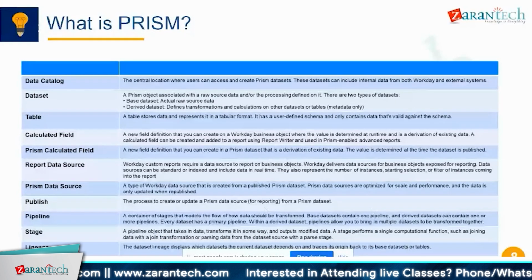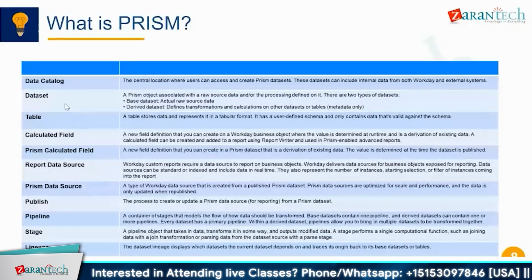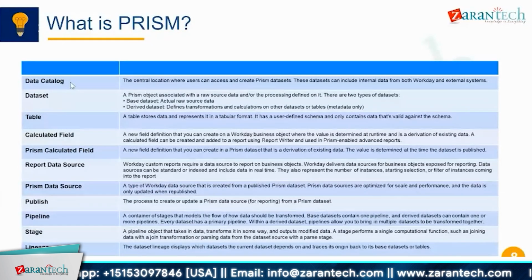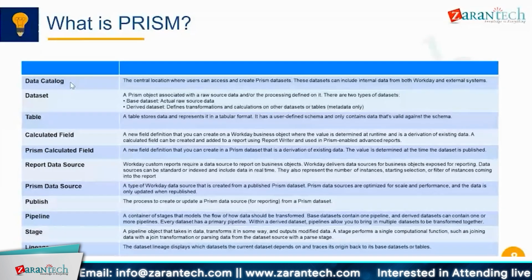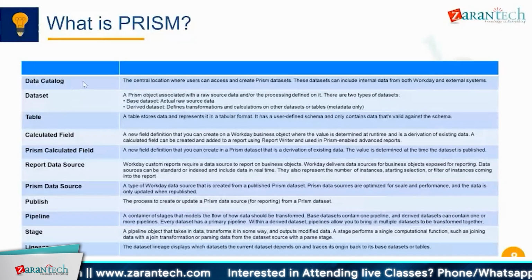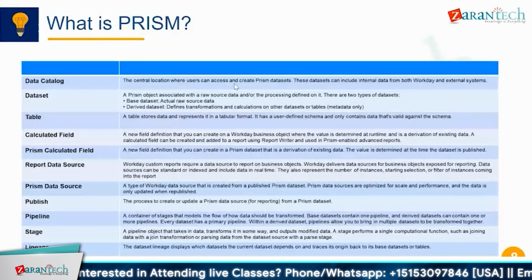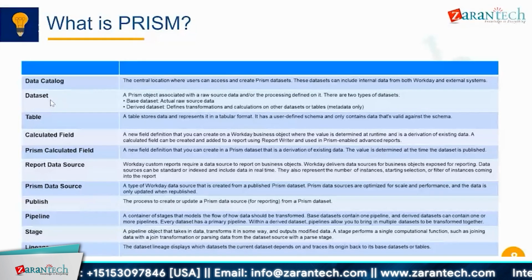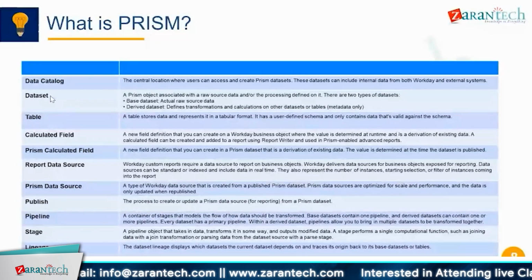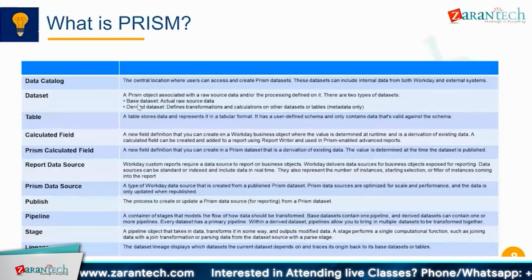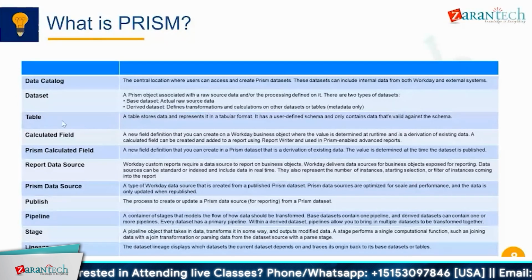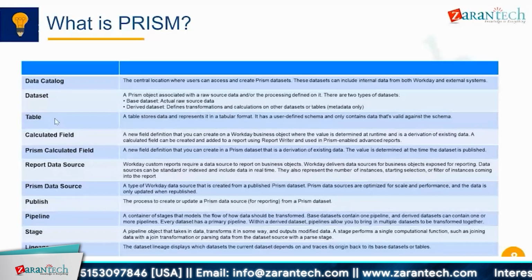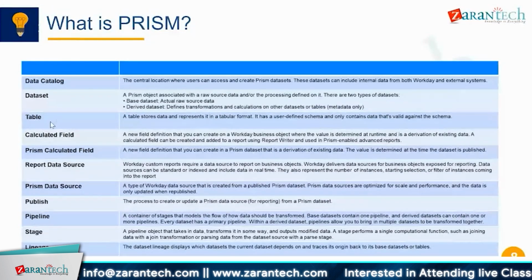These are some key keywords for Prism. If you work with Prism, many people will ask you to go to the data catalog. If you're not aware of Prism, you may ask me what the data catalog is. This is a central location where users can access and create Prism data sets. The next keyword is data set, where we have all the data sets I explained: base, derived, and published. Then the table, which I will also explain later on: how we bring or store data in a table format.